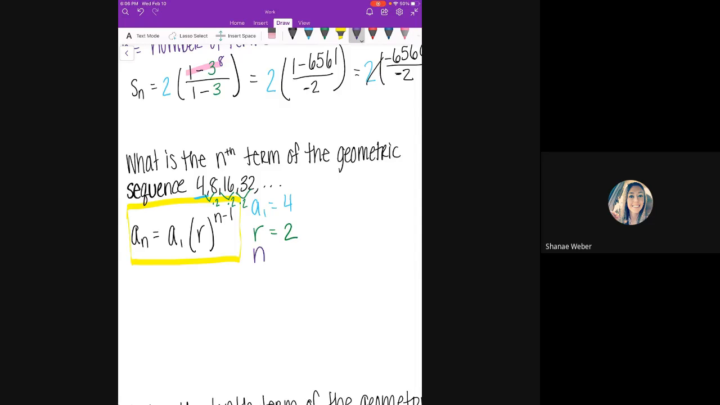And then our n, it's asking for the nth term. So our n, although it sounds really weird, is n. So all I need to do is plug these numbers and letter into my equation that I boxed in yellow. So a sub n equals a1, or a sub 1, which is 4, times r, which is 2, to the n minus 1 power.